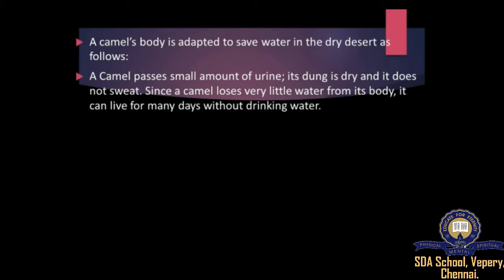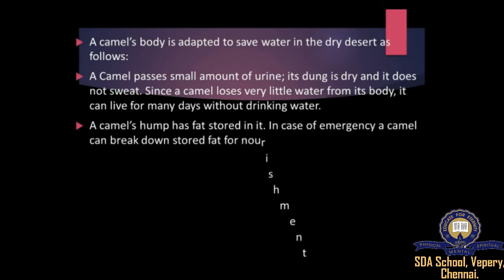Got it, students? In the previous slide, we saw that camels can drink a very large amount of water and store it in the body, right? It's because it passes a very small amount of urine, even its dung is dry, and it doesn't sweat. Since a camel loses very little water, it can live for many days without drinking water. And a camel's hump has fat stored in it. In case of emergency, a camel can break down stored fat for nourishment.